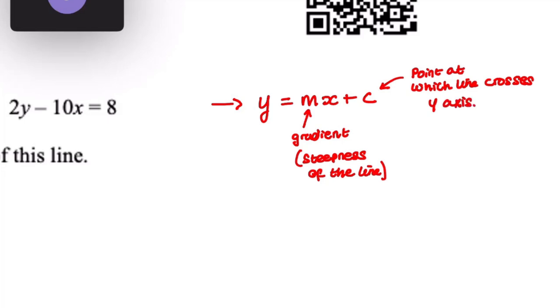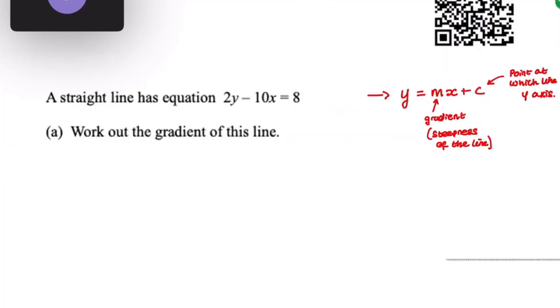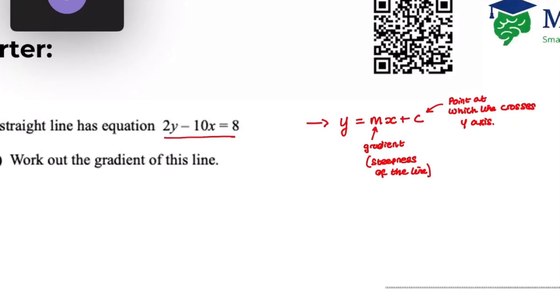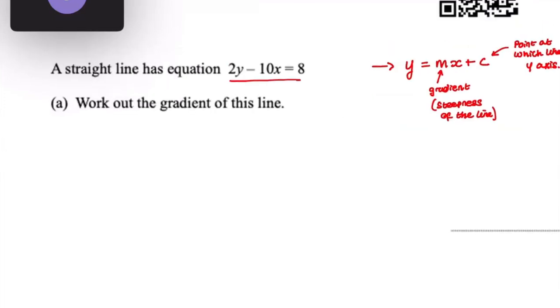Okay, so if we have a look at this one, it says a straight line has the equation 2y minus 10x equals 8. Now, straight away from the question, we can see that it's not in the format that we want it to be. It's not in this format, y equals mx plus c. So we need to rearrange it to put it into the correct format. So we've got 2y minus 10x equals 8. We want the y to be by itself on the left hand side.